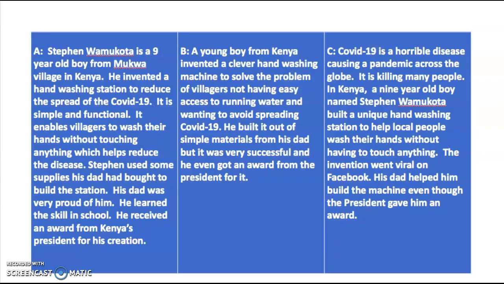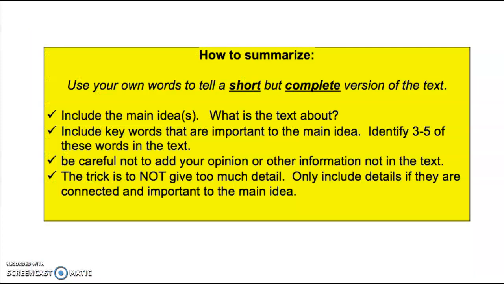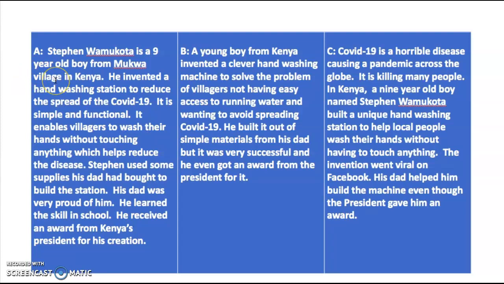Now we've got 3 summaries of that article, okay? We've got A, B, and C, and now you need to read each of those and compare that to what we did as we annotated the text and see which one of those does the best job of meeting those 4 check marks, okay? So you want to choose either A, B, or C, and then be able to explain why you think that one is the best summary.